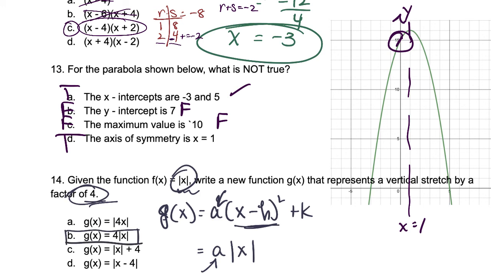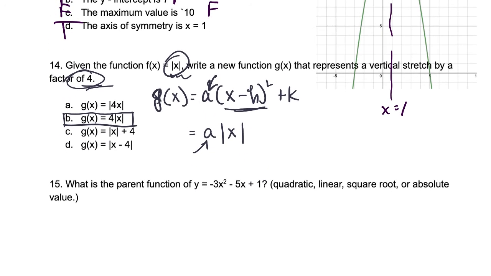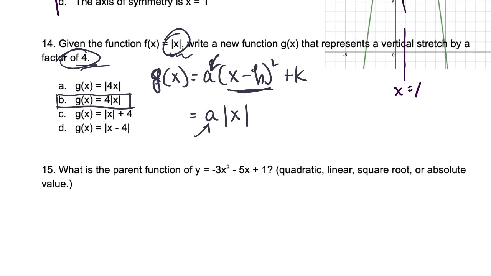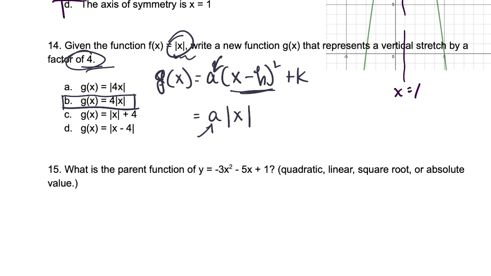Let's see here. Next page. Ooh, no, last problem. This is it for the part without a calculator. So question 15, what is the parent function of negative 3x squared minus x plus 1? So it's just whether it's quadratic, linear, square root, or an absolute value. Well, we've been talking about these to death last couple of days. That is an x squared, and remember, x squareds are quadratic. And that's it for part 1.